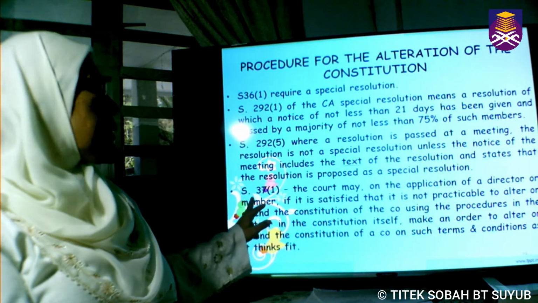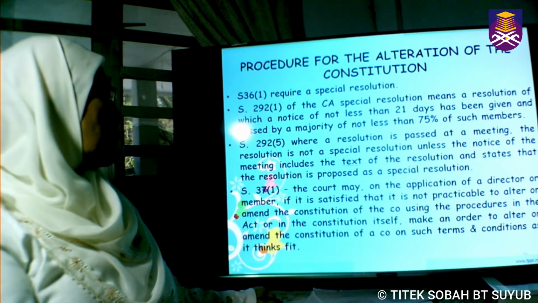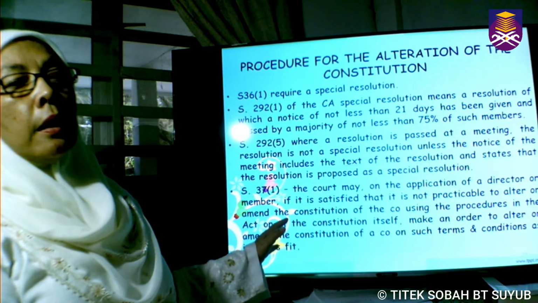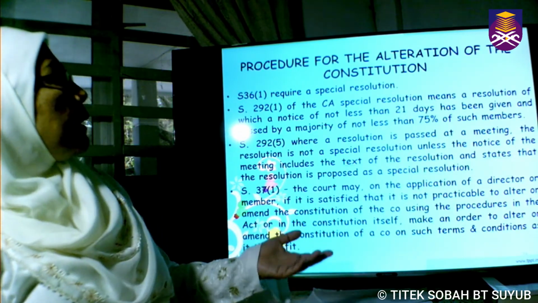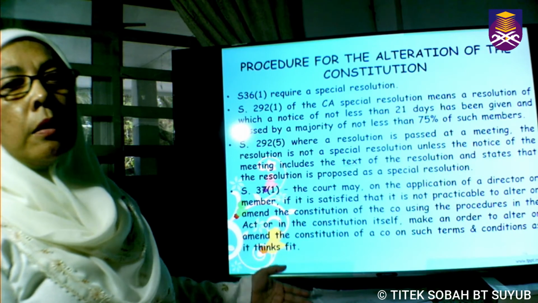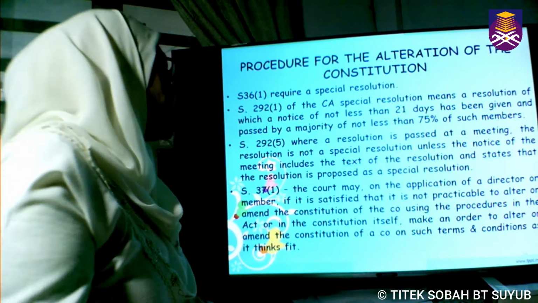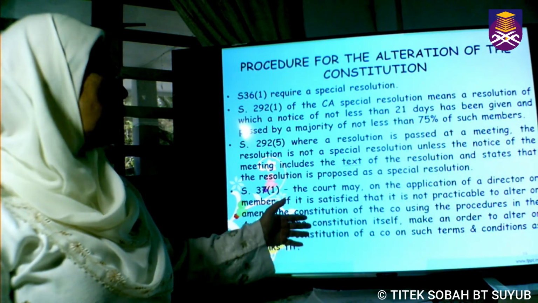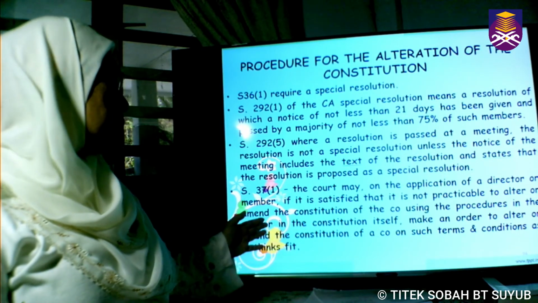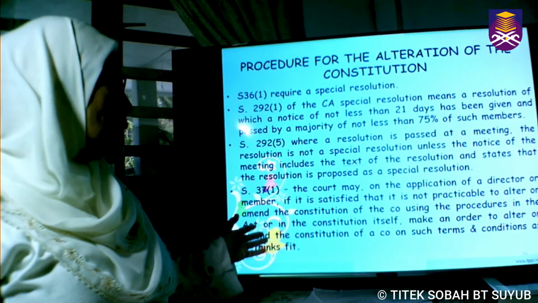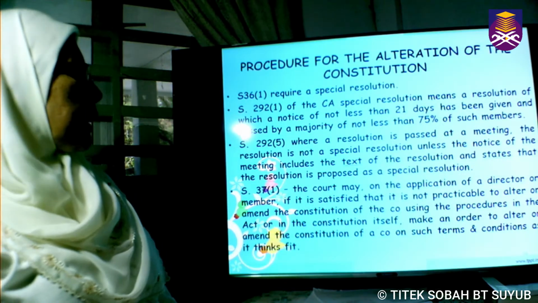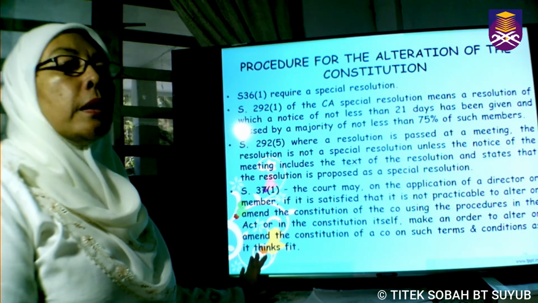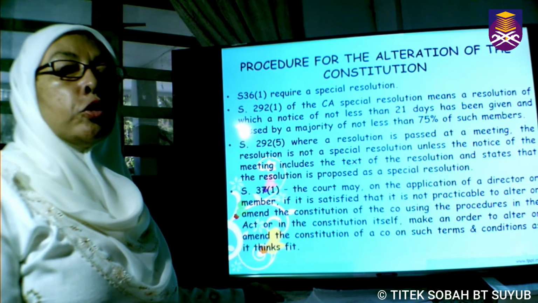So, under Section 37 Sub 1, what is this? This is a situation when the court can actually alter the Constitution. So let's say it cannot reach the special resolution, right? However, let's say there is an application by a director wanting to alter the Constitution. They can file this application to court to amend the Constitution if using the procedure in the Act is not suitable. The court can make an order to alter or amend the Constitution of a company on such terms and conditions as it seems fit. Okay? The directors or the members can also file an application to court.